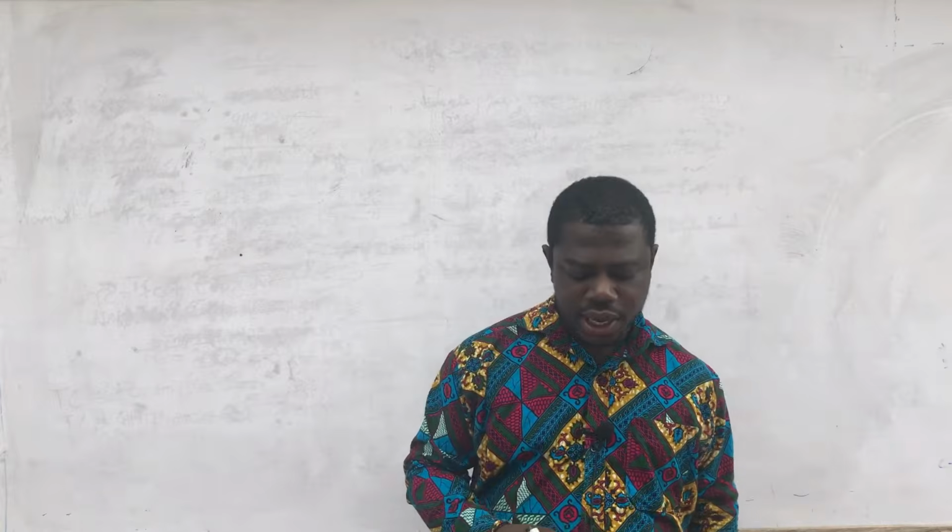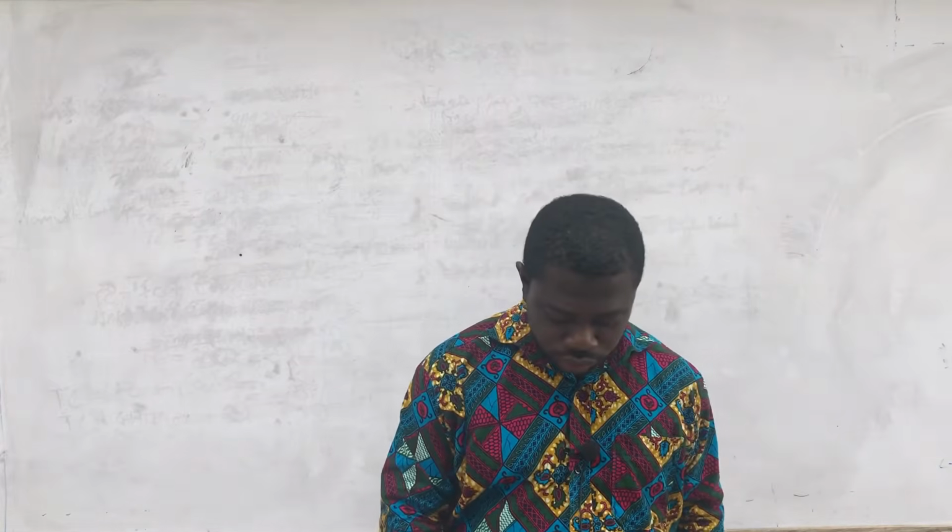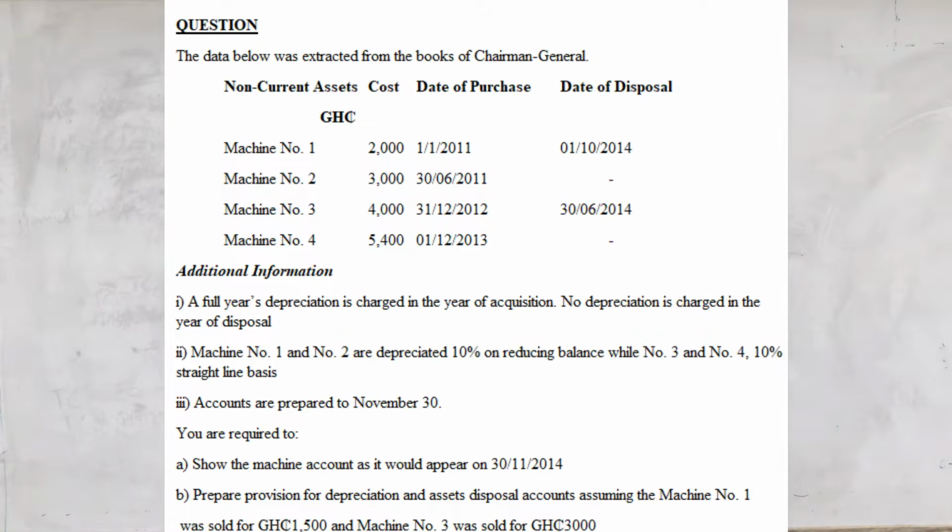And so without wasting much time, I want us to straight away take the question and then we'll solve it together. The data below was extracted from the books of Chairman General. So we have the non-current assets as machines. So we have non-current assets, we have cost, date of purchase, and then the date of disposal. Now, with the machine number 1, it was bought at the cost of 2,000 Ghana cedis, and the date of purchase is 1st January 2011, and the date of disposal is 1st October 2014.